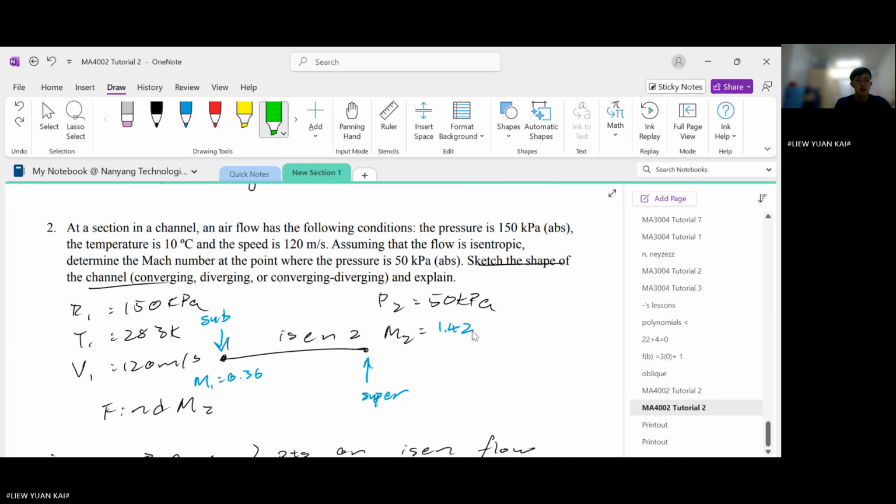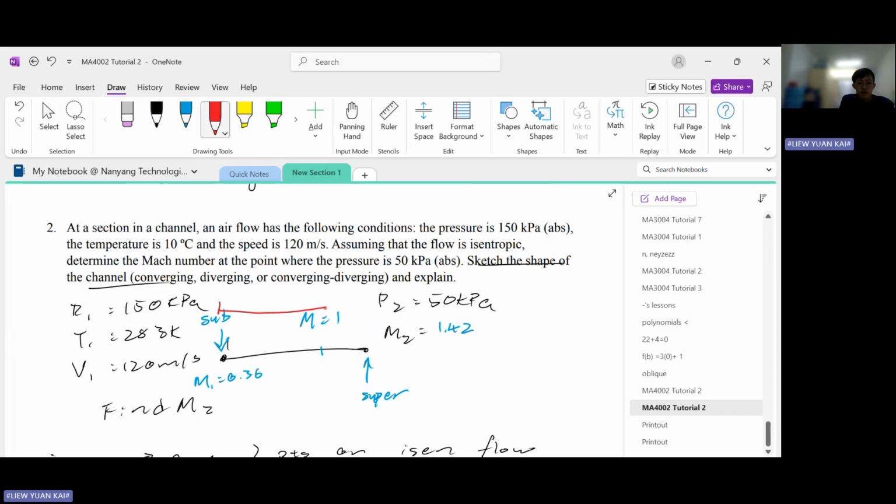Therefore, we conclude that this entire flow is accelerating. Okay, it's accelerating throughout. Somewhere along the flow, it must have reached Mach number equals to 1, right? Because 1 is between 0.36 and 1.42. So therefore, somewhere in the middle, it has reached Mach number equals to 1.